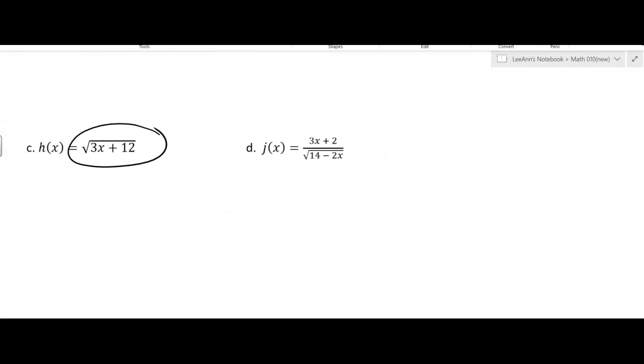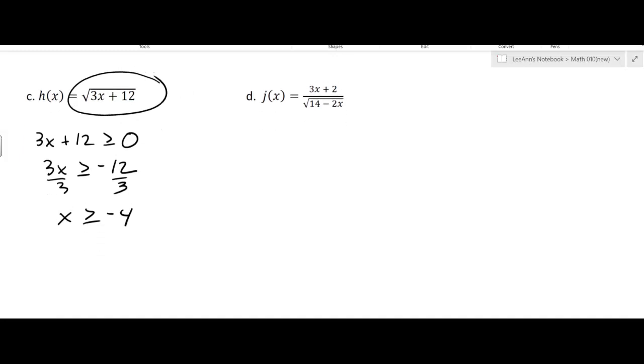Now here we have a square root. So the 3x plus 12 has to be greater than or equal to 0. It can equal 0. You can take the square root of 0. That's 0. Okay, so subtract the 12, divide by 3, and you get x is greater than or equal to -4. So what does that look like in interval notation? Well, the domain's going to be then from -4 to infinity.